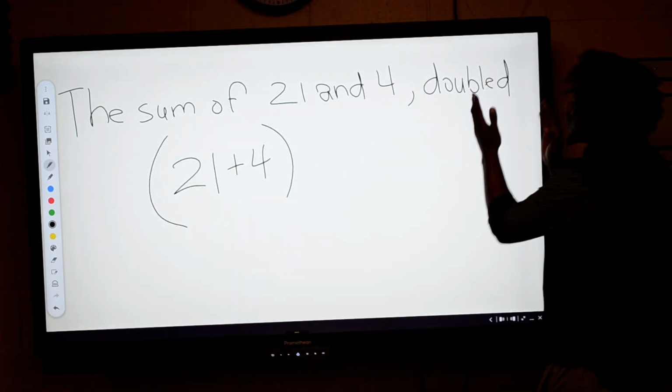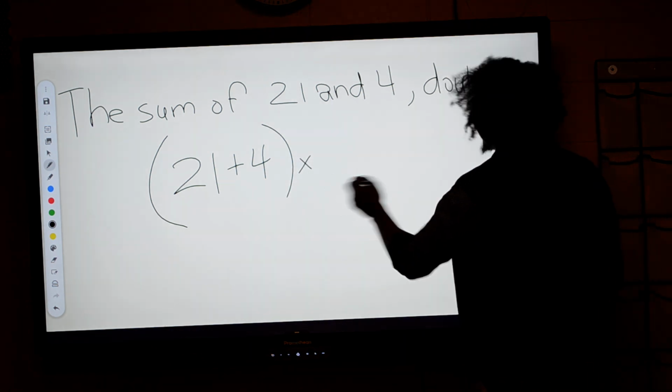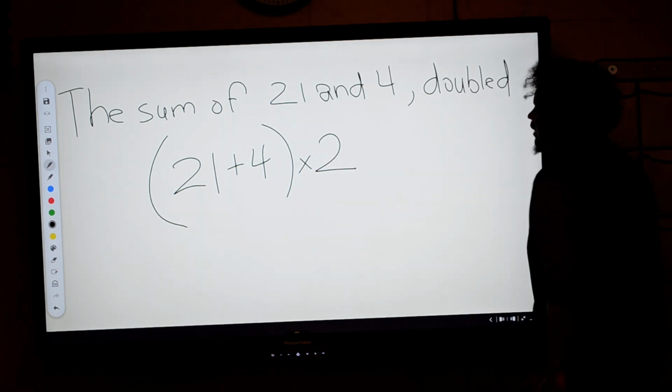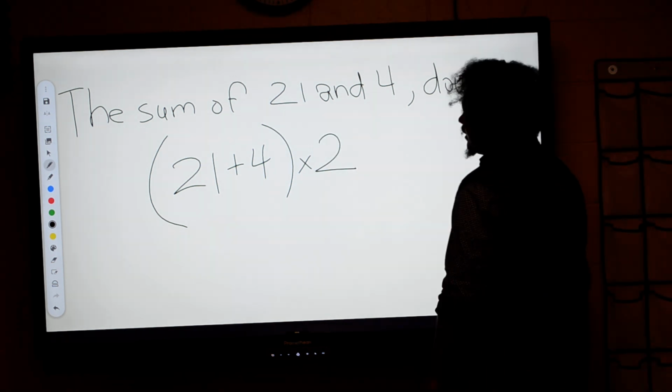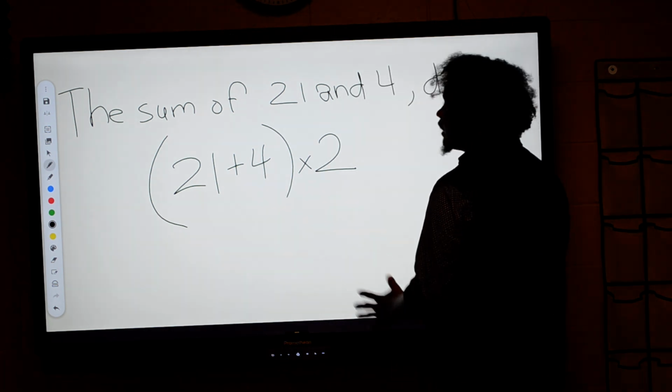Because now we're going to double it. And to double it, we have to multiply. What do we have to multiply by? Double means 2. So this is our expression, okay? This is our numerical expression. 21 plus 4 times 2. This is all that you need to write.